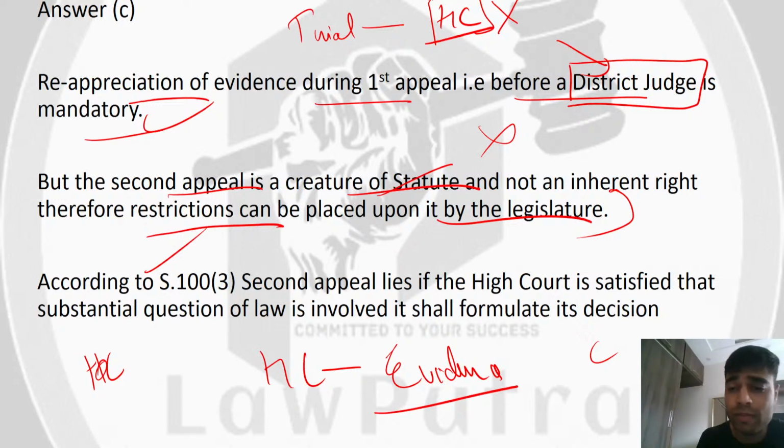If you want to see a real world implementation of this, there is a movie by the name of Jai Bhim. All right, and in it there is a scene in which the whole court is shocked that someone is bringing a witness box, because in the High Court there is never any appreciation of evidence.